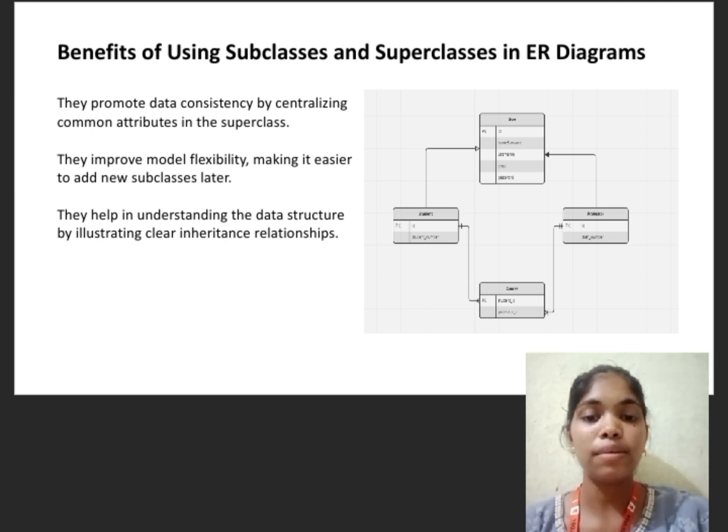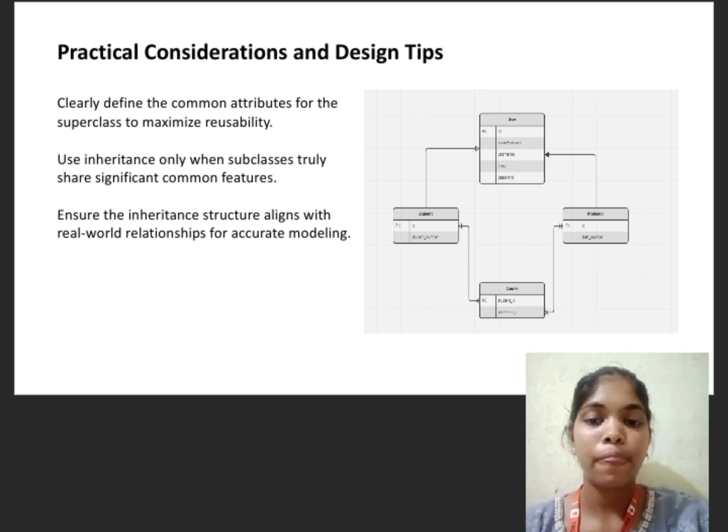Benefits of using subclasses and superclasses in ER diagrams. They promote data consistency by centralizing common attributes in the superclass. They improve model flexibility, making it easy to add new subclasses later. They help in understanding data structures by illustrating clear inheritance relationships.